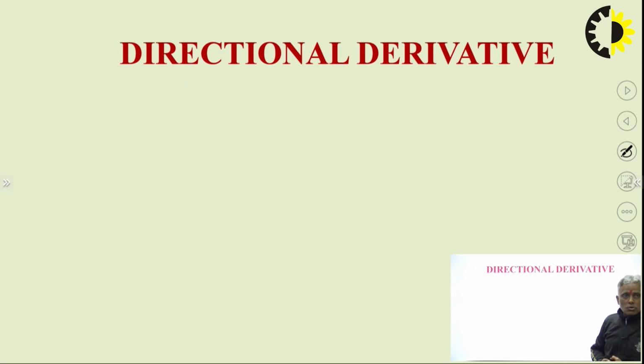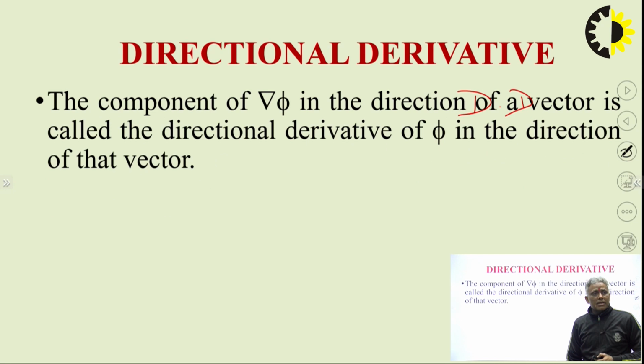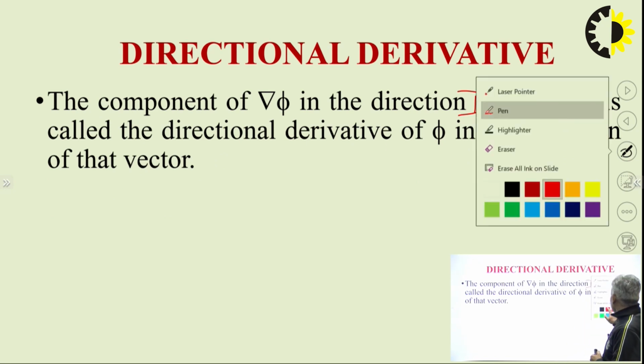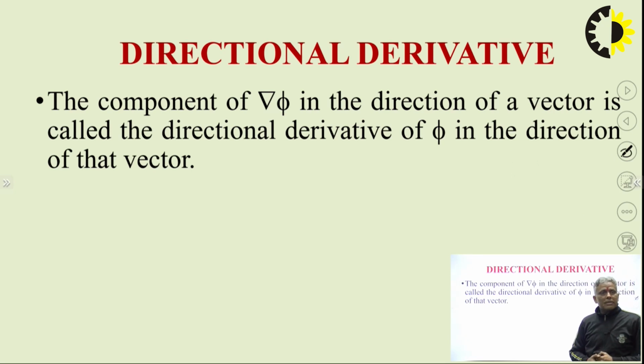Now another topic is directional derivative. Directional derivative is denoted by d dot d, and what is the role of that directional derivative? The component of del phi in the direction of a vector is called the directional derivative of phi in the direction of the given vector.